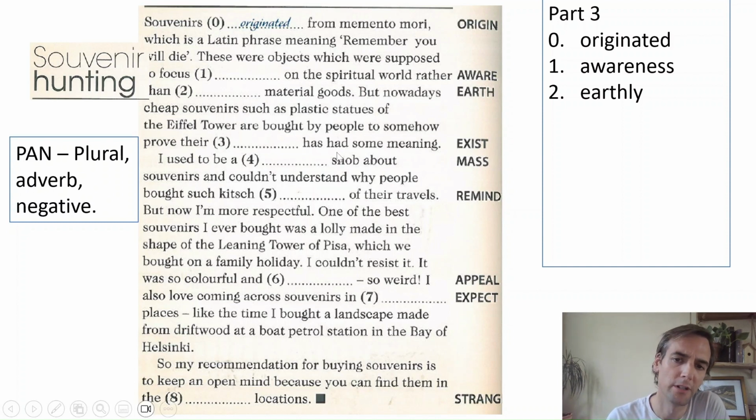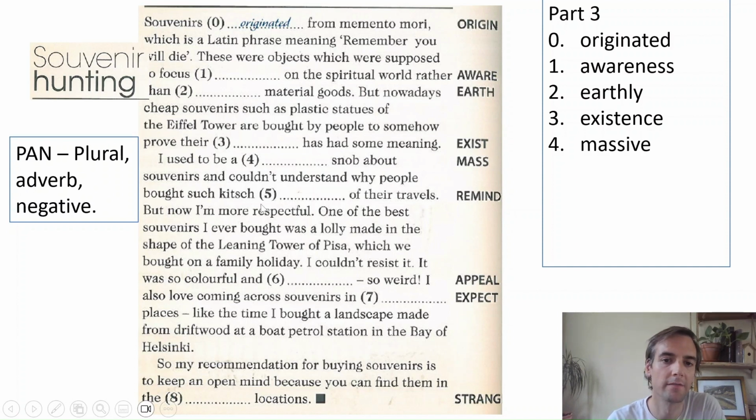Number 3, much easier, same in Latin languages, just make sure you spell it correctly. Existence with an E. Number 4, again, a bit easier. What kind of snob were you? A massive snob. Talking about souvenirs, by the way.